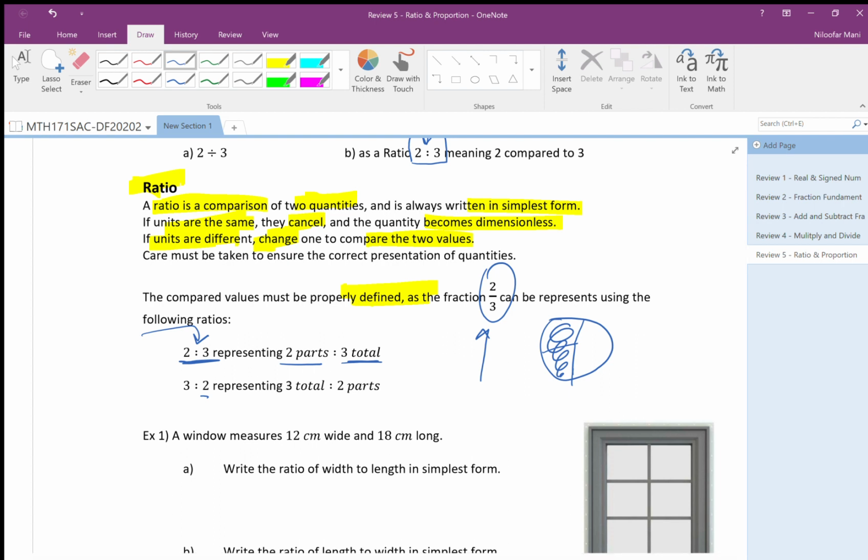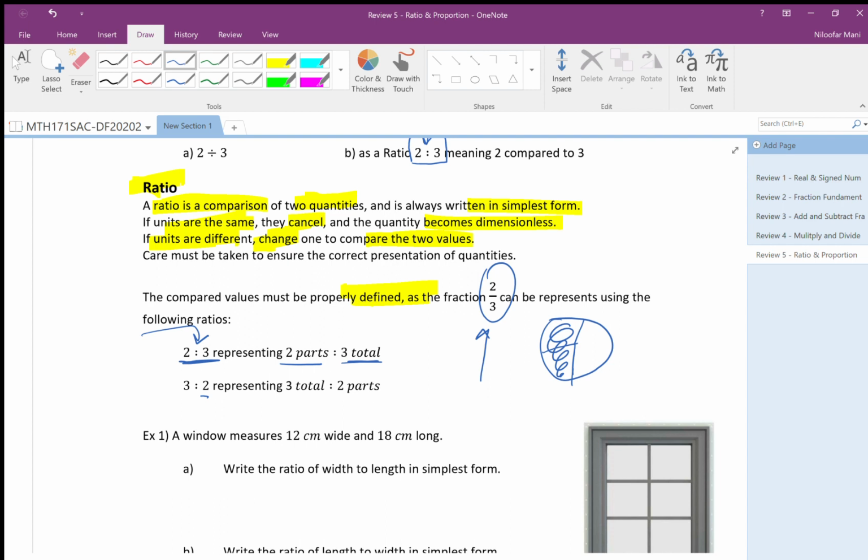So ratios are a comparison of two things with the same unit. They look like fractions, but they are not the same. In a fraction, I have part over total. Here in ratio, I have a comparison. I show it like a fraction, or I show it with a colon. It means something to something else, meaning comparing.